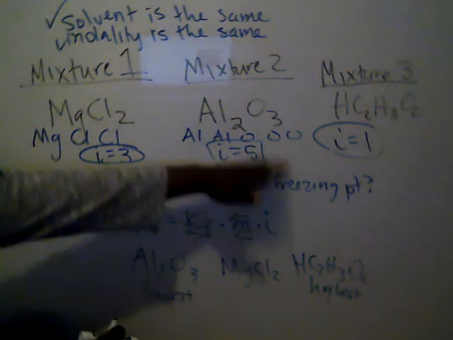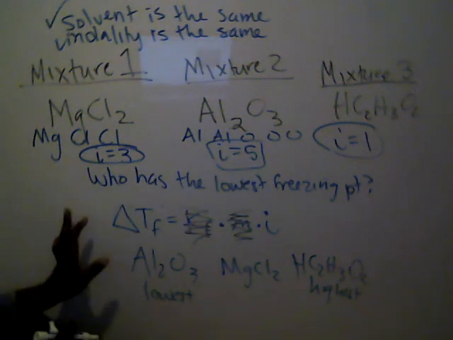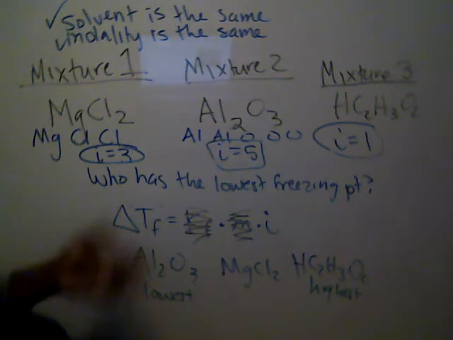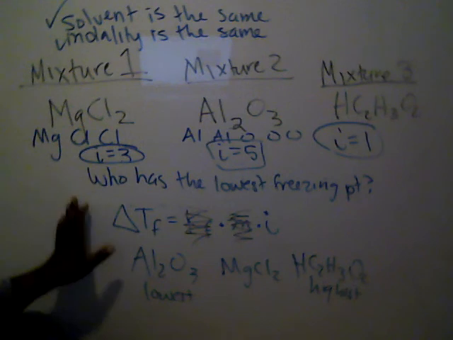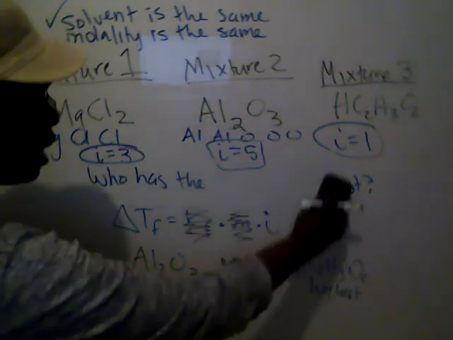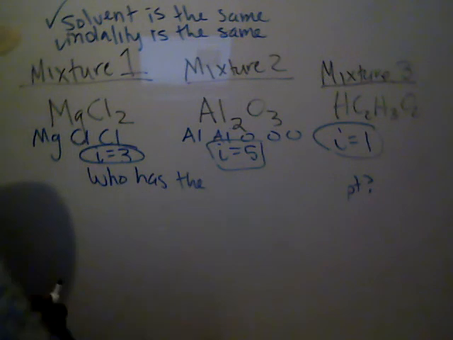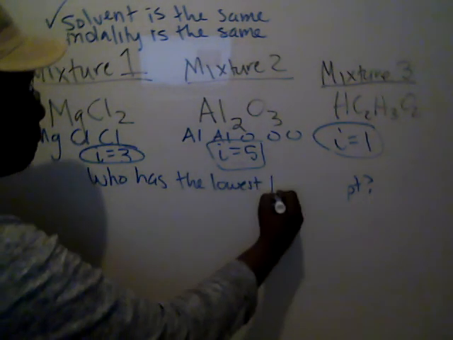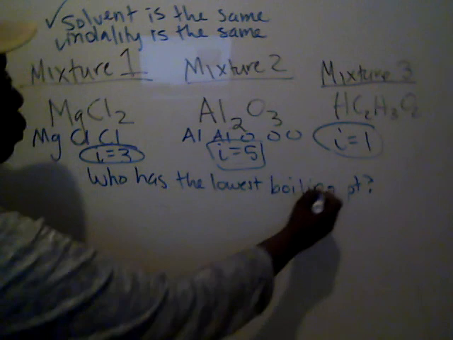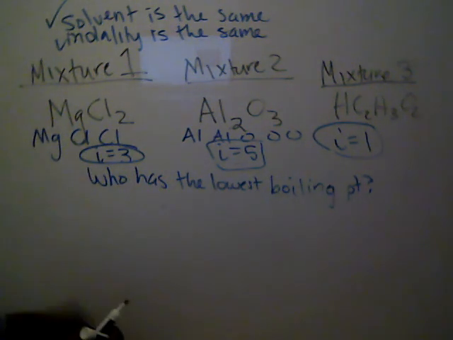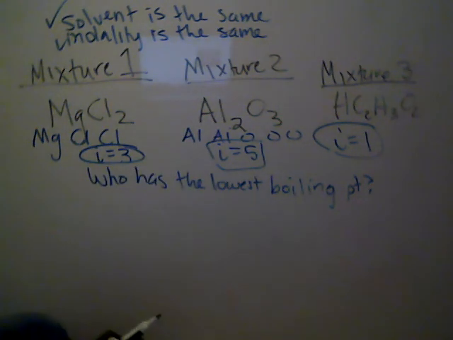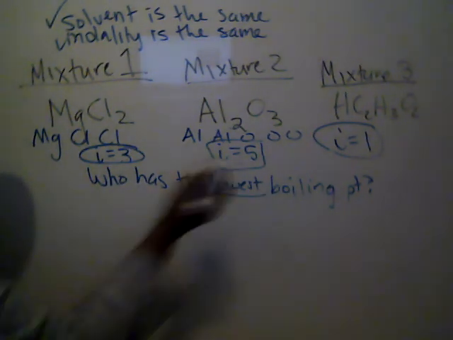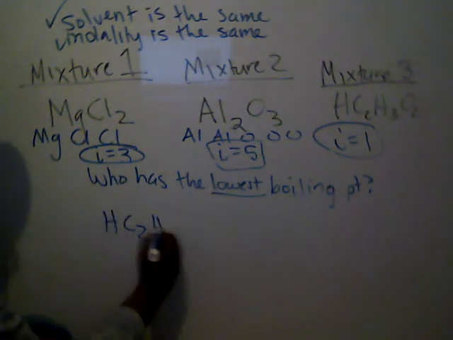So they could give you a qualitative question like this where they don't give you very many numbers and they ask you to rank them based off of who may have the highest boiling point, lowest freezing point, any of those types of things. Now, if we were looking at this and the question was instead, who has the lowest boiling point, we would want to look at the one that has the smallest change. Because remember, the larger the change in the boiling point, the higher your new boiling point would be because we're adding it to our old boiling point. So who has the lowest boiling point? Our answer would actually be the last one.